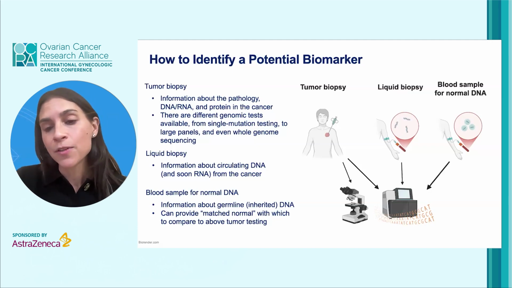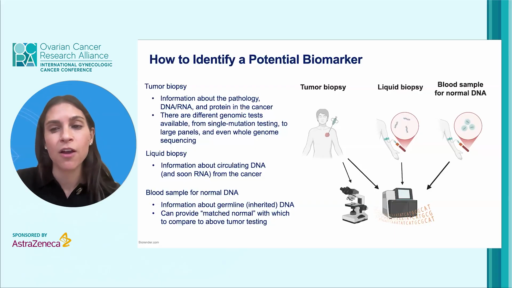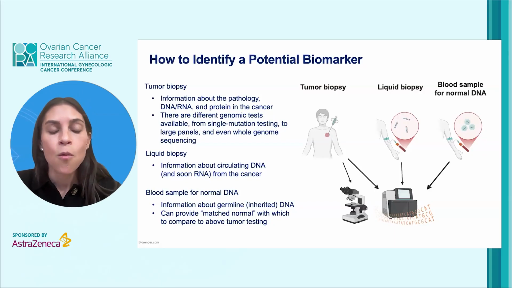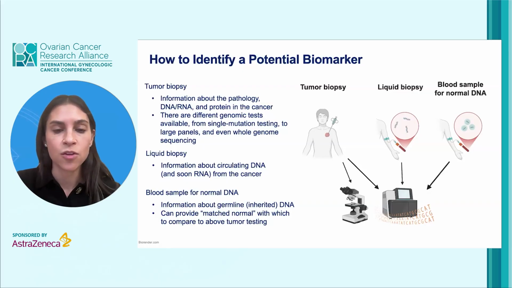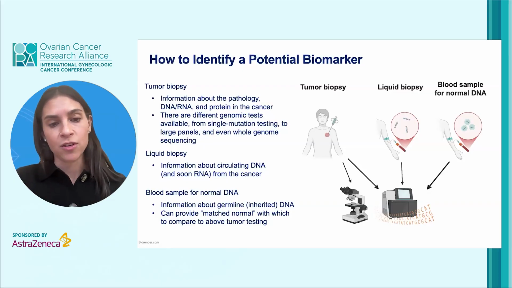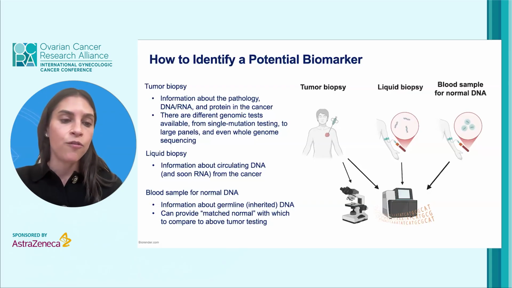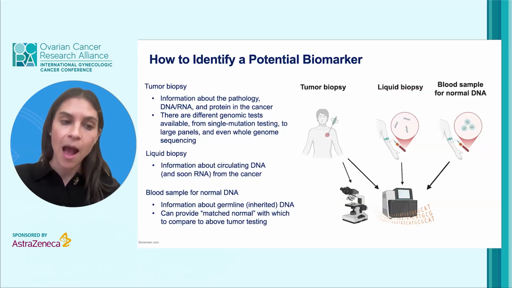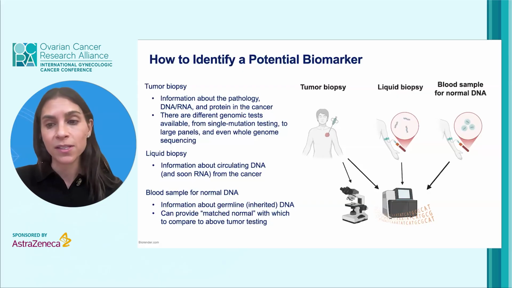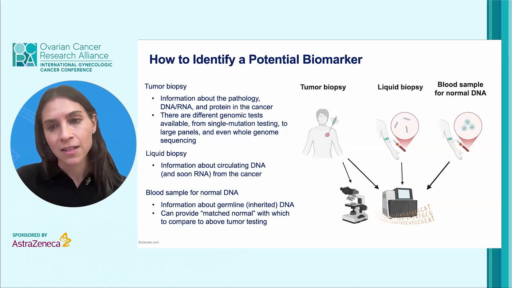And then there's blood samples for normal DNA. So this actually can be very informative for a few reasons. One is that it can give information about inherited mutations, so what we call germline mutations. An example of that would be a BRCA1 or 2 mutation. If you have inherited one abnormal copy from a family member, that can increase the risk of developing ovarian cancer. And it's important to know that because that may have implications for treatment and implications for your family. And that can be detected from a normal blood sample.